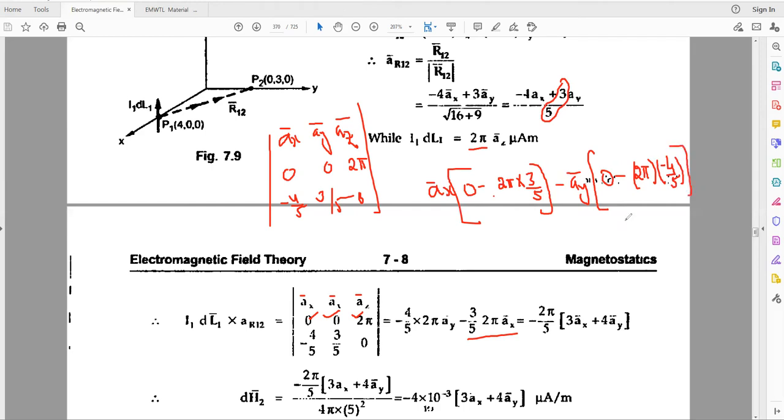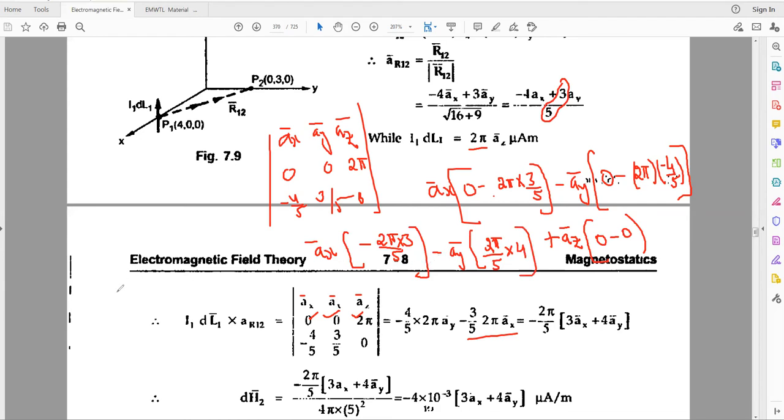Then the last one, AZ bar plus AZ bar. AZ bar means you can take these two, 0 into 3 pi and 0 into this one, 0 minus 0. Okay. Now what is the AX bar coefficient? Now the AX bar coefficient is a minus 2, 3 pi, that is just 2 pi by 5, the 3 into, and AY bar coefficient here, internally there is a minus into minus is a plus, and again it is a minus here, minus AY bar into the 2 pi by 5 into 4.